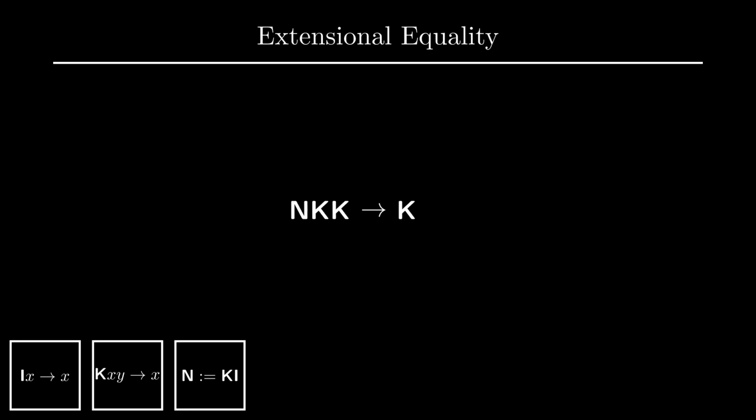The fact that N K K reduces to the combinator K means that N K K and K have the same behavior. They both take two objects as input and return the first one. We say that N K K and K are extensionally equal. Here we are not defining a new combinator. We are saying that N K K and K have the same behavior. In computing jargon, they are different computer programs that do the same thing.